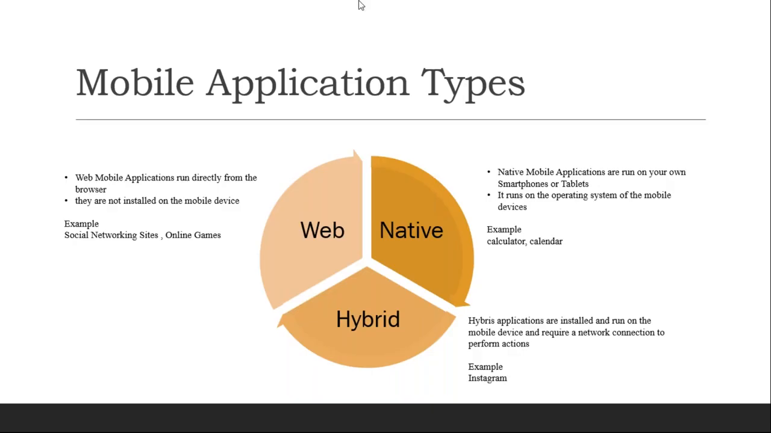So first we should know what native is. Native applications run on your own smartphone or tablet. It will be there in your device itself and runs on the operating system of the mobile device. It is installed in your mobile and runs on your operating system. As I told, it uses some basic level coding, like C programs. The native application examples are your calculator and your calendar, which come as default, inbuilt mobile apps with the mobile itself. Those are called native apps.